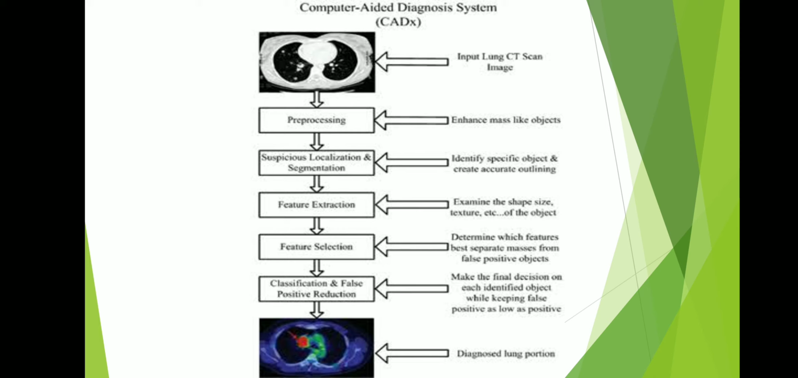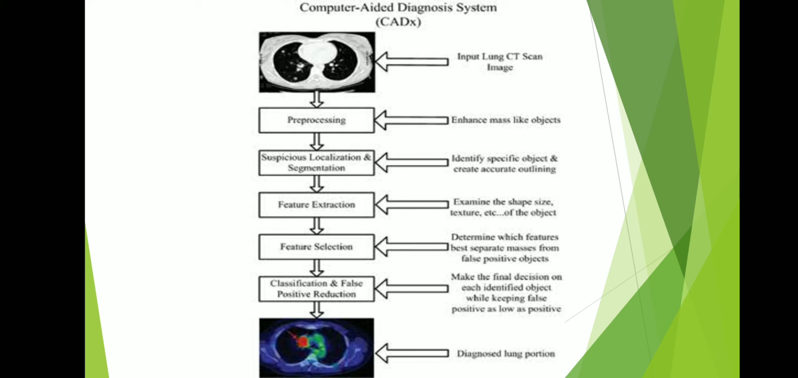Next is the feature extraction, which is done by CAD-X. After CAD-E performs its function, that is identifying the suspicious parts, the examining of the shape, size, texture, etc. of that suspicious part will be started by CAD-X. Then feature selection, once the extraction process is completed. Extraction means the characterization of the parts.